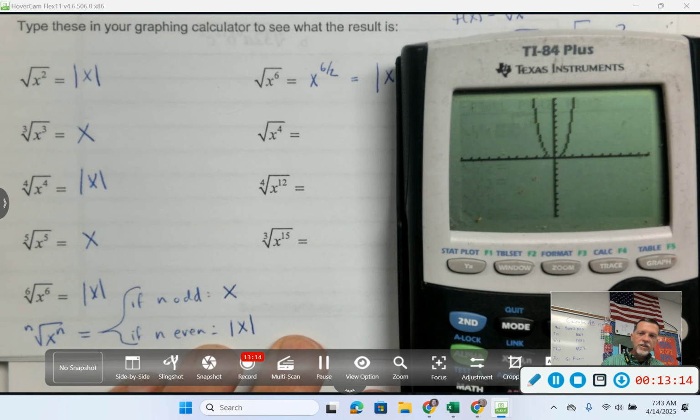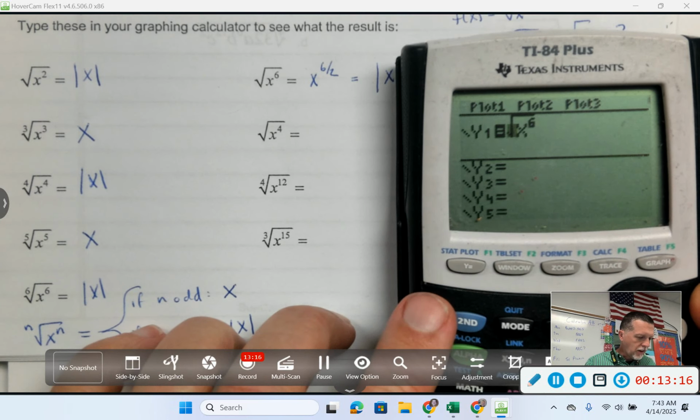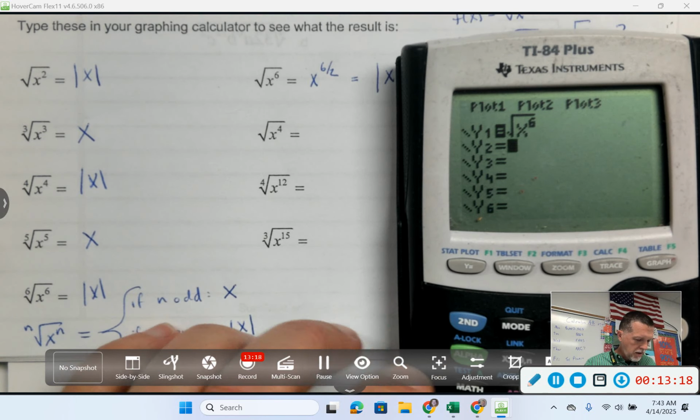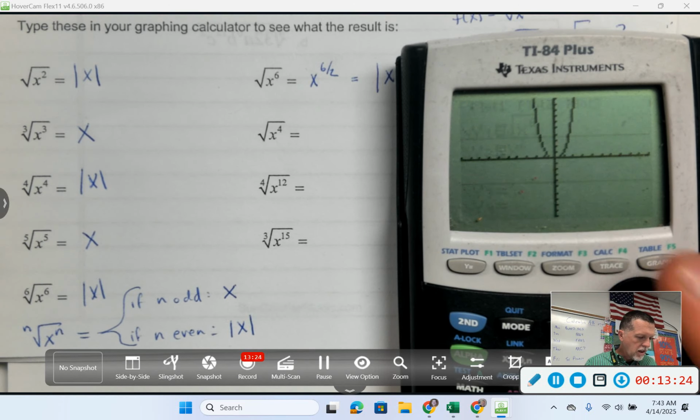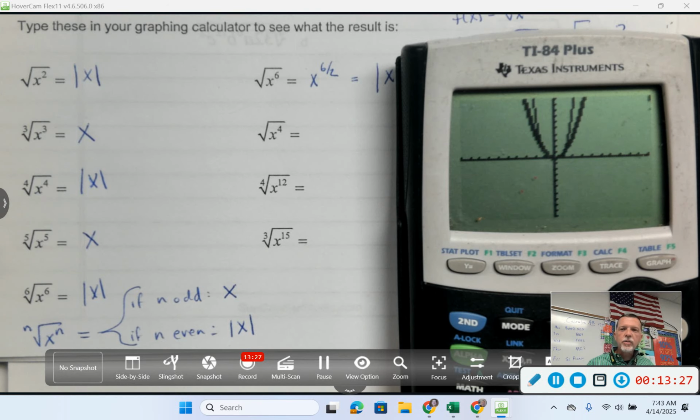Yeah, that's tricky to look at on the calculator. Let's see if I can convince ourselves that it's not the same as x squared. X squared is the thicker line there. So x cubed is steeper.